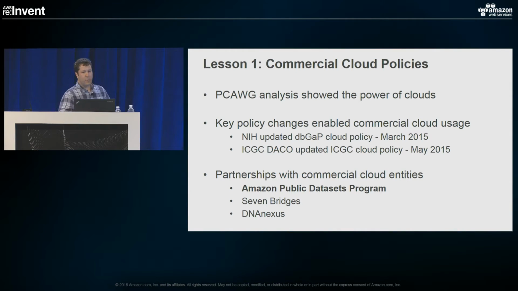It enabled really cool partnerships here with Amazon, the Public Datasets program, allowing us to redistribute PCAWG data through Amazon S3. And that enabled our partners, Seven Bridges and DNAnexus, that provided compute for this platform, to access that data within that cloud environment.